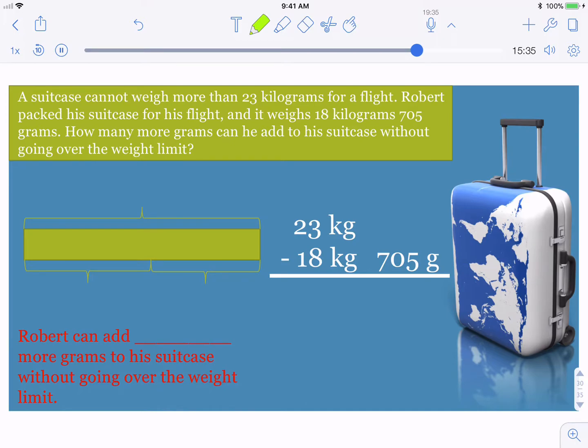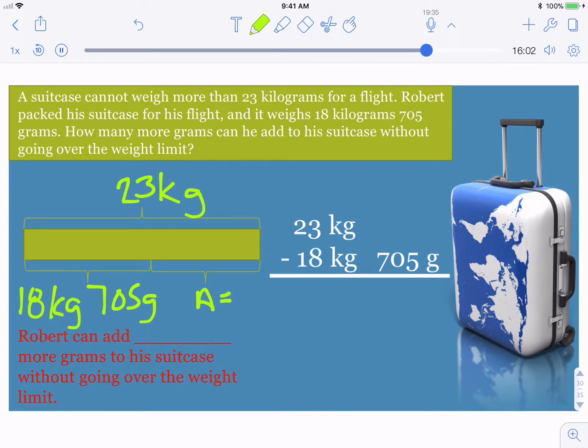Now I'm going to go to the next one and I'm going to label the bar the way the problem is: 23 kilograms, and then we have 18 kilograms, 705 grams. And now I need to subtract. Well, I have 23 kilograms, but no grams, so I have nothing to take from. I have to borrow 1 kilogram and put it in the grams section. Now, 1 kilogram equals how many grams? 1,000. So I'm going to borrow 1.